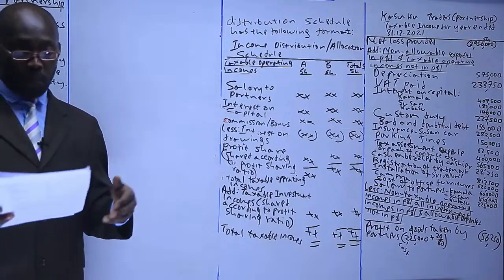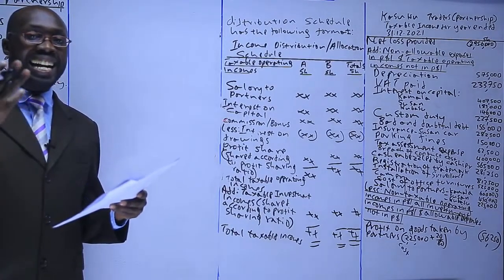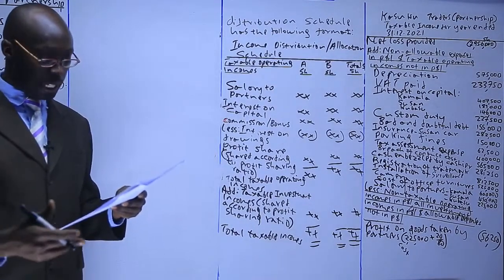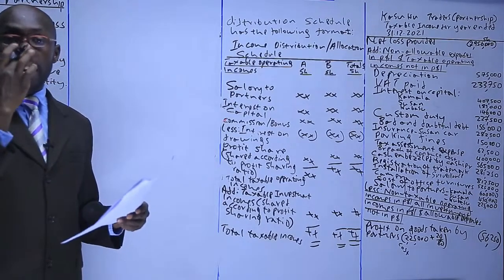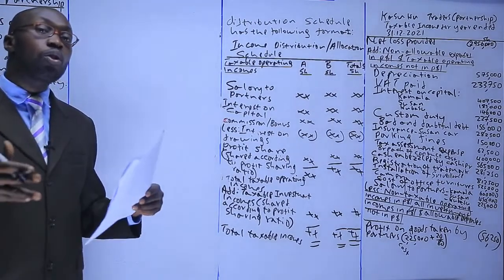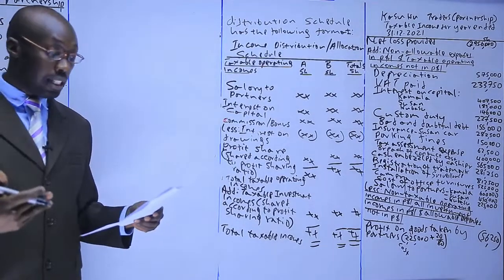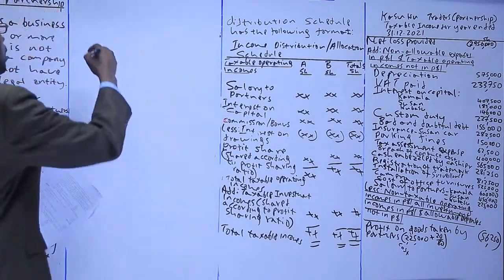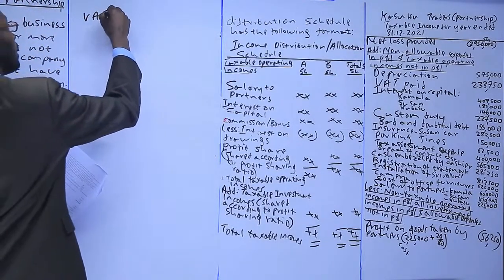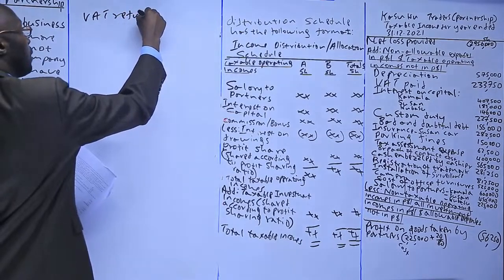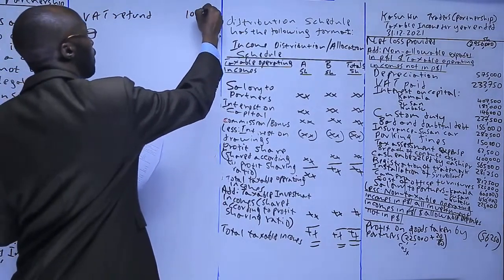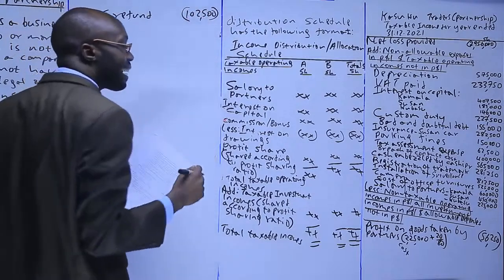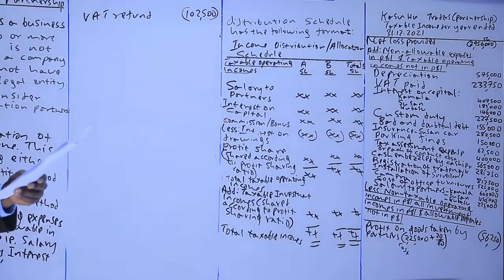Now we go back to the P&L, look for other non-taxable income and investment. After the gross profit, we have VAT refund. VAT refund is not even an income because you just overpaid your VAT and it's being refunded to you. So we remove VAT refund, 102,500. It is a non-taxable income. It's not supposed to be taxed.